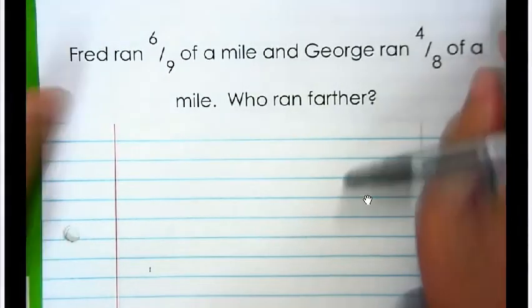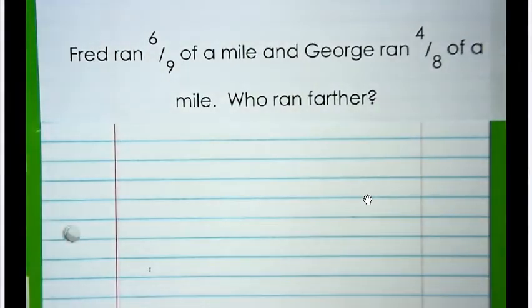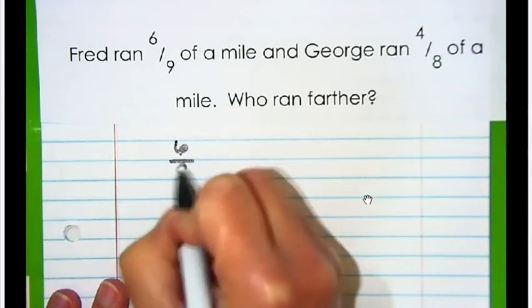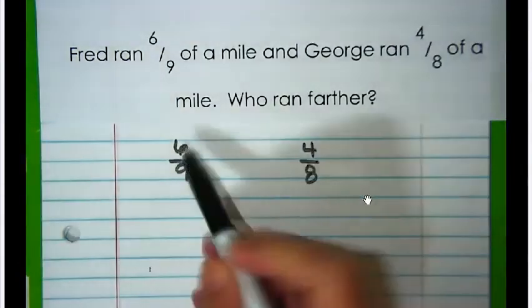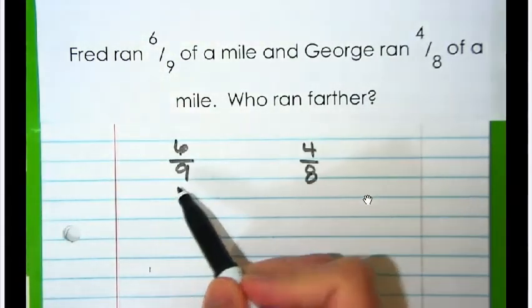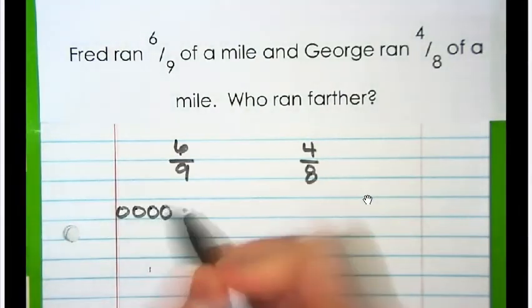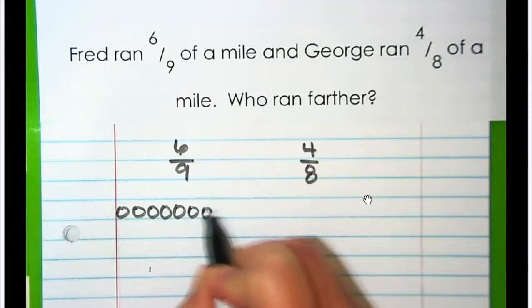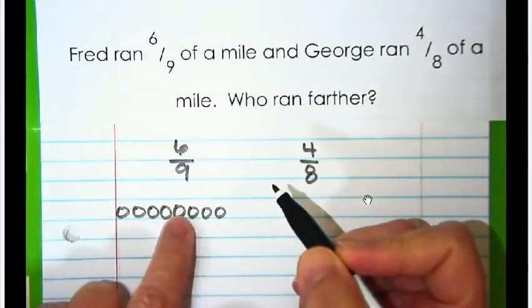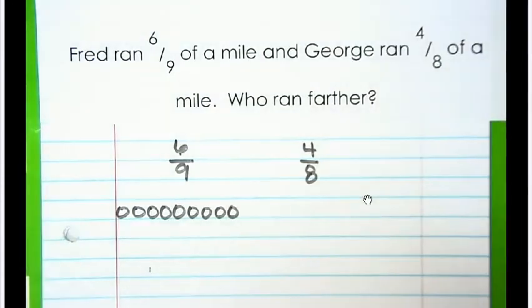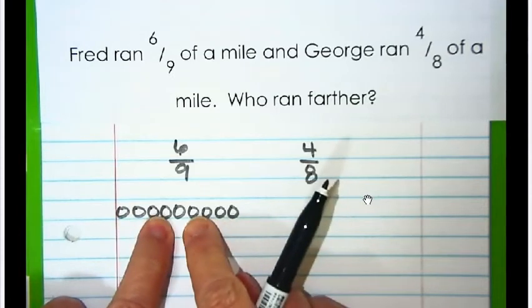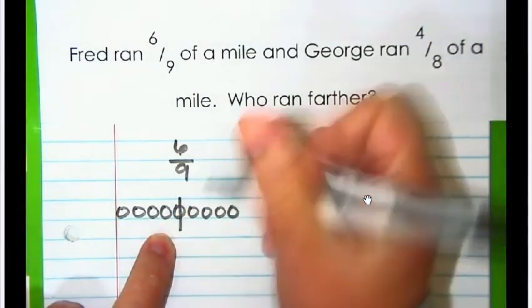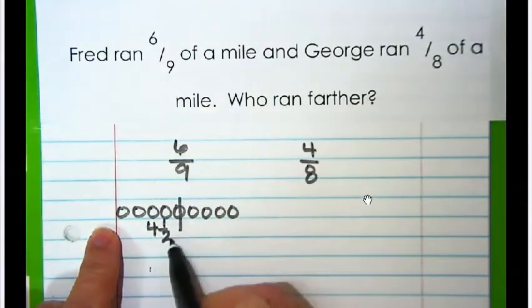So Fred ran 6/9 of a mile and George ran 4/8 of a mile. Who ran farther? So in this situation, we're going to be comparing 6/9 and 4/8. So let's think about 9. What is half of 9? And again, if you're not sure, you can do the cookie comparison as well. 1, 2, 3, 4, 5, 6, 7, 8, 9. And we share. Each one of us gets 1. We get 1, we get 1, we get 1. And then there's 1 in the middle for us to split. So 4.5 is half of 9.